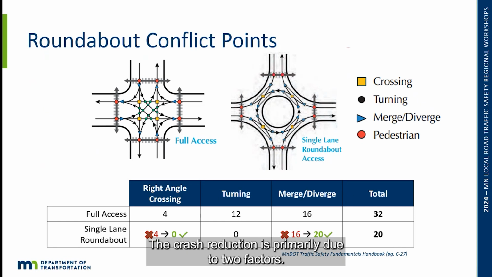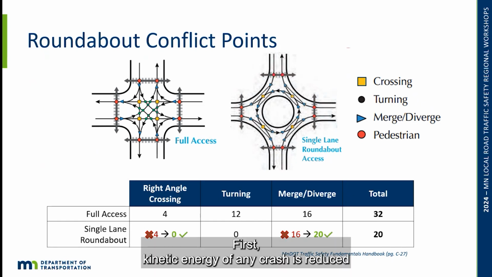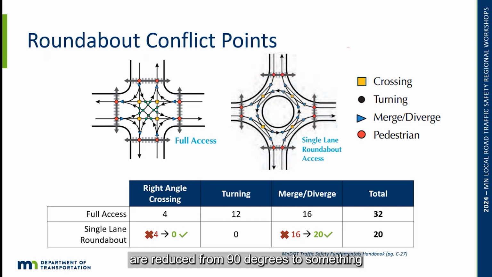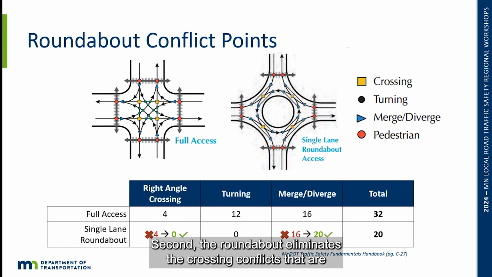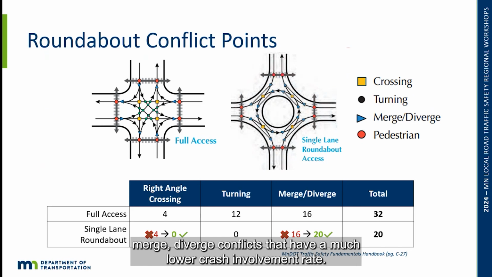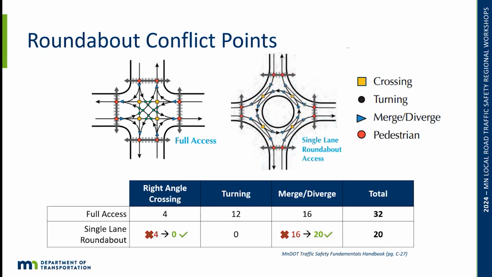The crash reduction is primarily due to 2 factors. First, kinetic energy of any crash is reduced because of the lower speeds through the roundabout, and impact angles are reduced from 90 degrees to something on the order of 20 to 30 degrees. Second, the roundabout eliminates the crossing conflicts that are the primary cause of right angle crashes and substitutes merge and diverge conflicts that have a much lower crash involvement rate.